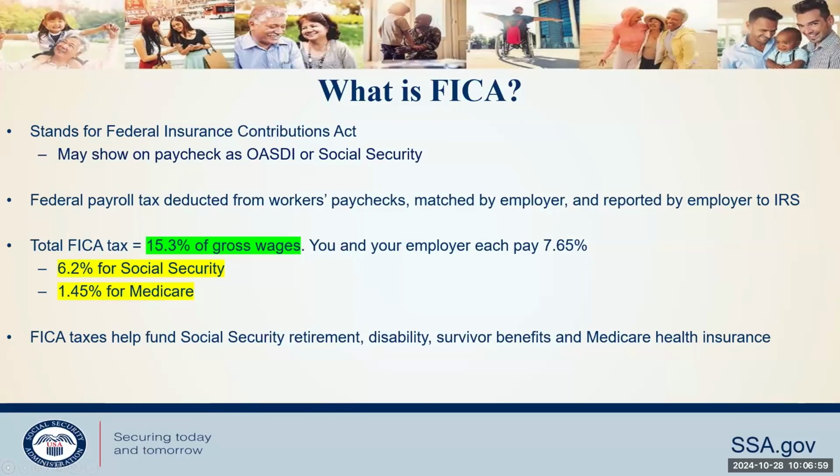Now, 6.2% of your gross wages go into the Social Security pot, and 1.45% goes into the Medicare fund. Now, your employer will match that 7.65% to bring you up to a total of 15.3% of gross wages contributing towards Social Security and Medicare. Now, if you are a self-employed individual and you wish to contribute into the Social Security and Medicare programs, you would pay the full 15.3%.